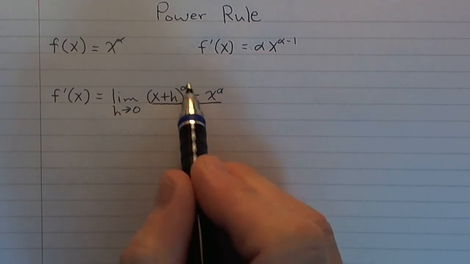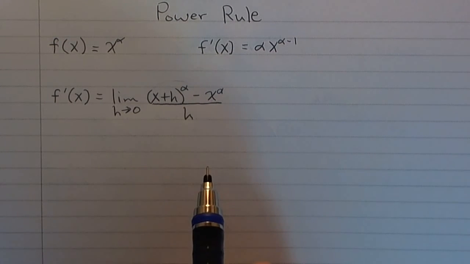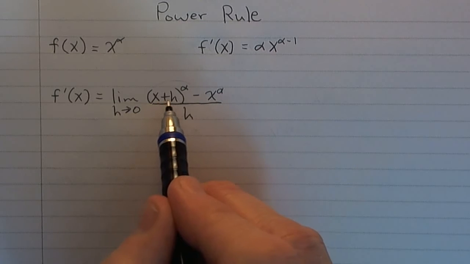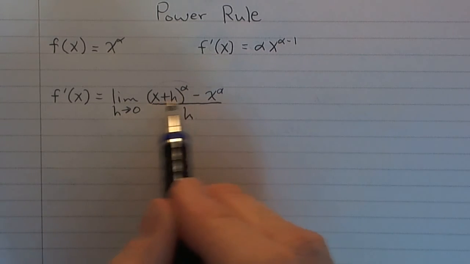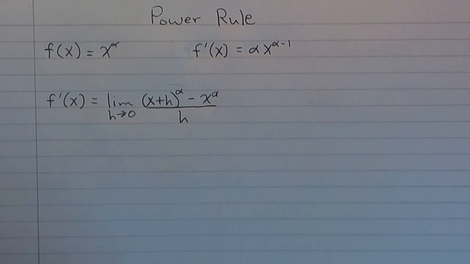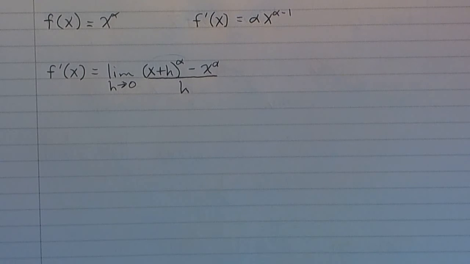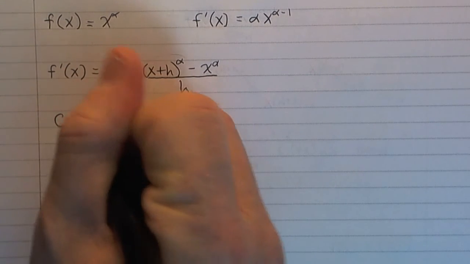And then we would expand out this x plus h to the alpha and simplify. So I need to take a minute and talk about a way to expand out this x plus h to the alpha. Now, perhaps you've used Pascal's triangle to do this. Well, I want to remind you about the binomial expansion theorem. And before I do that, I need to talk about this thing called combinations.